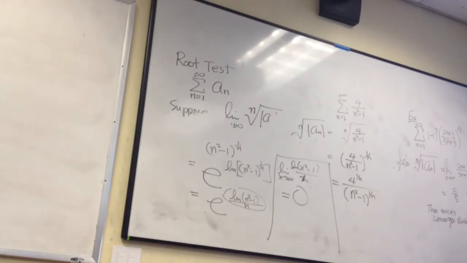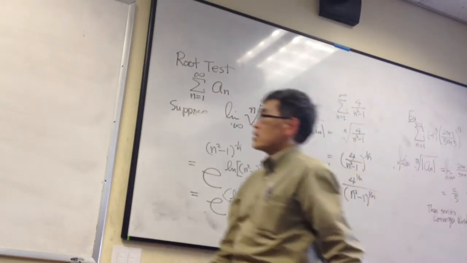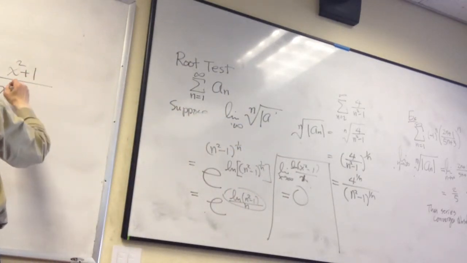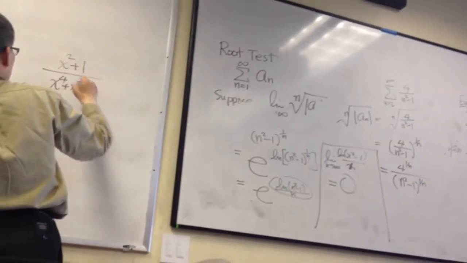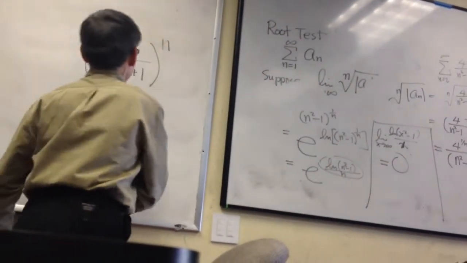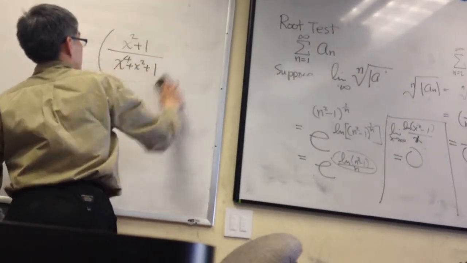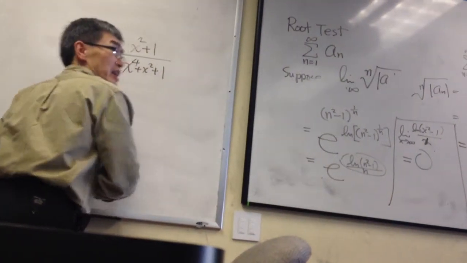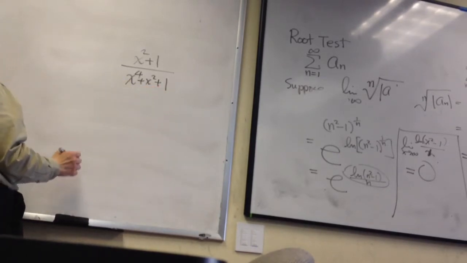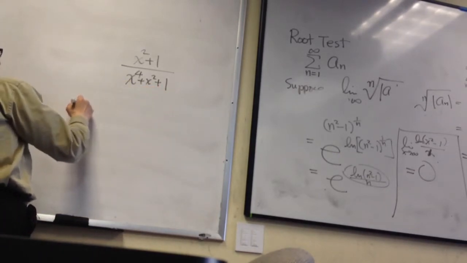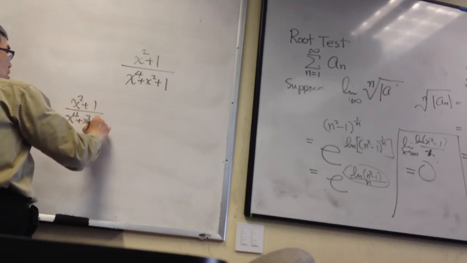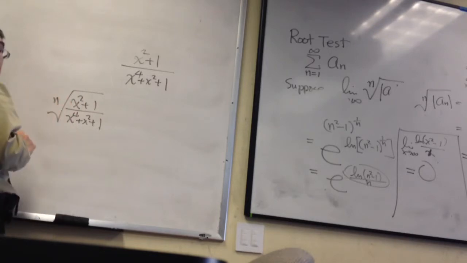Likewise, if you have polynomial over polynomial, say you have x squared plus 1 over x fourth power plus x squared plus 1. This is a polynomial expression, right? And then if you attempt to use the root test, then what happens? Then you'll have to take x squared plus 1 over x fourth power plus x squared plus 1, and then take the nth root. Is that right?